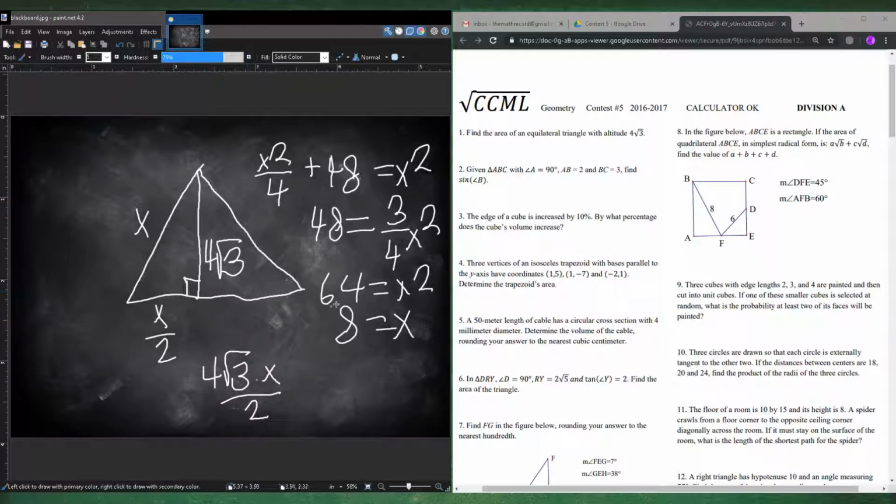So it's just basically this. Plug in 8 into here. 8 divided by 2 is 4, and 4 times 4 square root 3 is 16 square root 3. So the answer for number 1 is 16 square root 3.